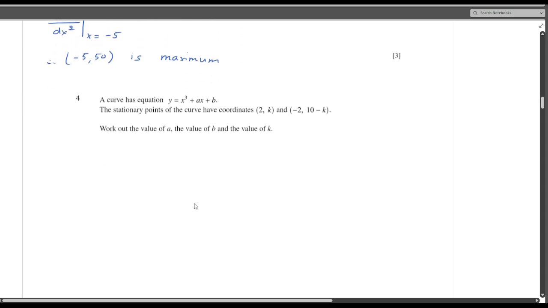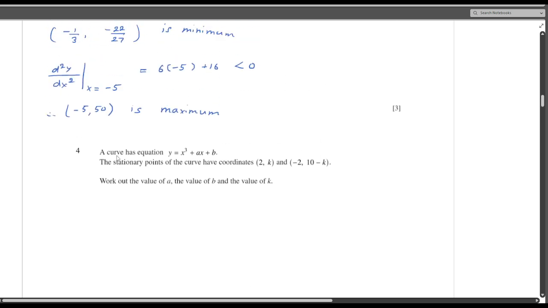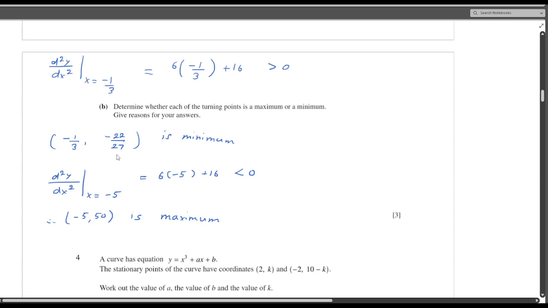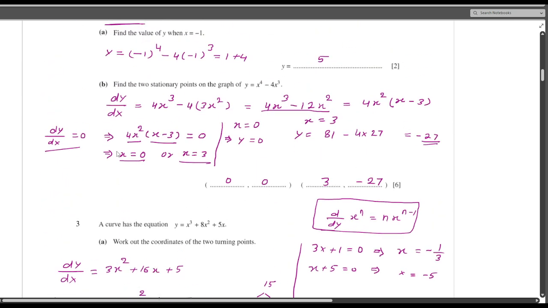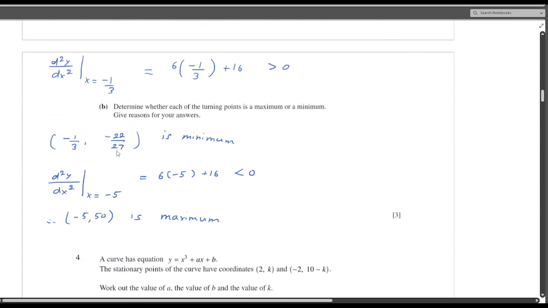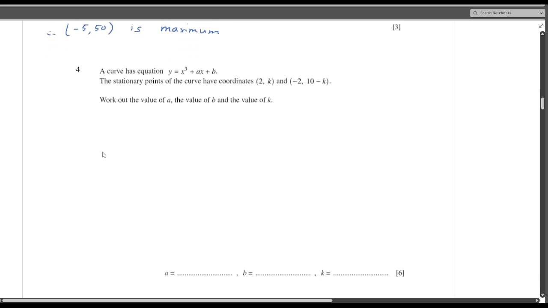Simple. Okay, now question number 4. So question number 3 is similar to question number 2b. Here only one addition is that here we have to find out maximum or a minimum value. Okay, now question number 4.